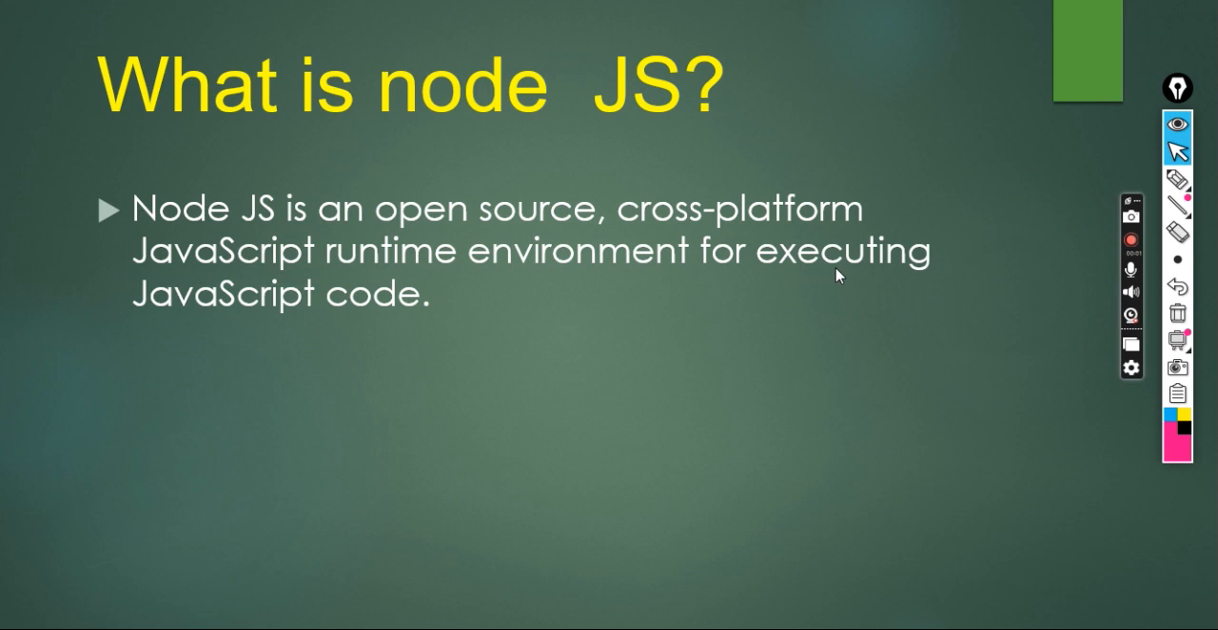So what is Node.js? Node.js is an open source, cross-platform JavaScript runtime environment for executing JavaScript code. So what is open source? It means the source code will be there, publicly accessible, like anyone can use the code.